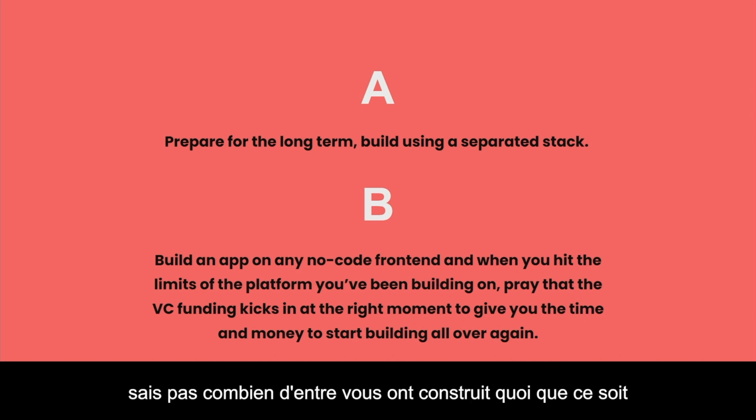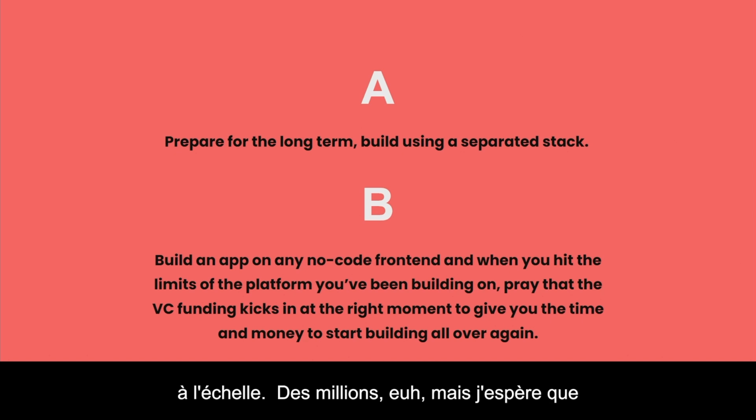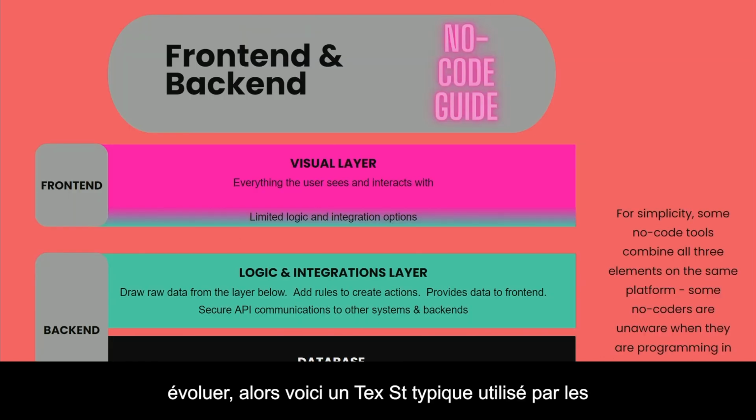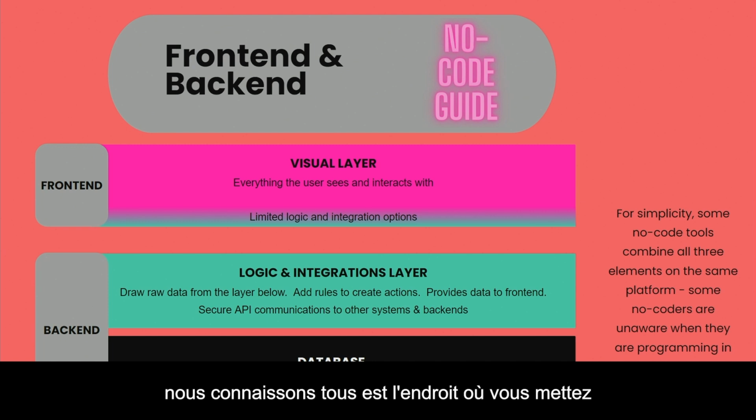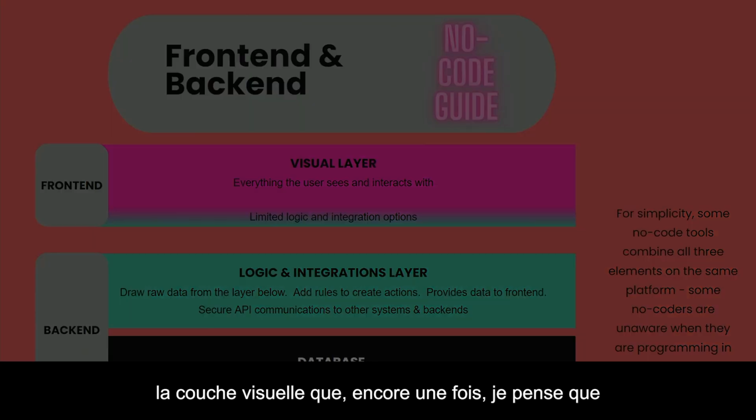I don't know how many of you have built anything to scale to millions, but hopefully you'll want to make sure what you build is able to scale. So here's a typical tech stack used by developers. Hidden under here is a database. And the database layer, I think we're all familiar with, is where you put things in and you pull things out, basically, and it looks after them for you.